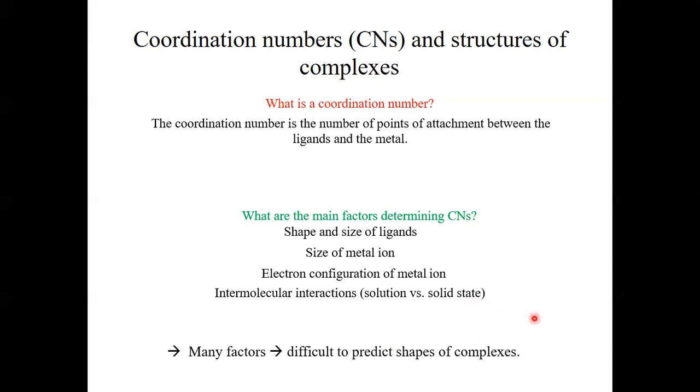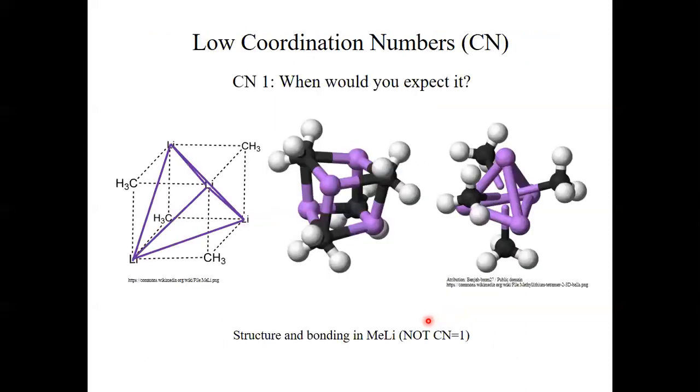So for that reason, let us go now through all the coordination numbers step by step and see under which circumstances we find certain coordination numbers realized and what shapes are associated with the different coordination numbers. So let us start with the smallest possible coordination number. That is the coordination number 1.